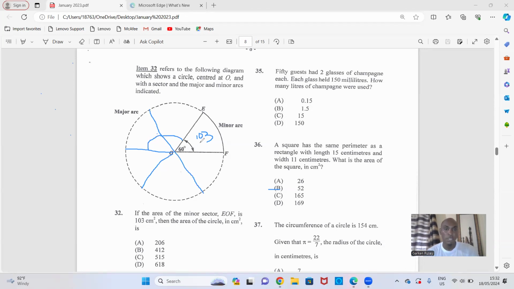if the first sector given is 103, then all the others are equal to 103 each. So we can multiply 6 by 103 to get the area of the total circle. So 6 times 103, so 6 times 100 is 600, and 6 times 3 is 18. So 600 plus 18 is 618. So the answer for 32 is D.